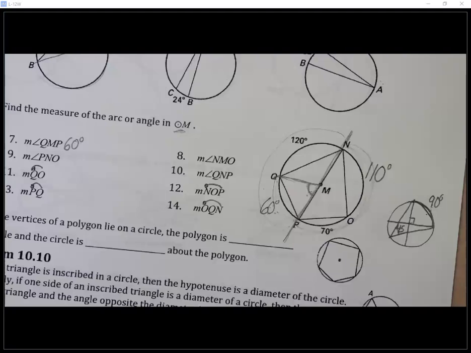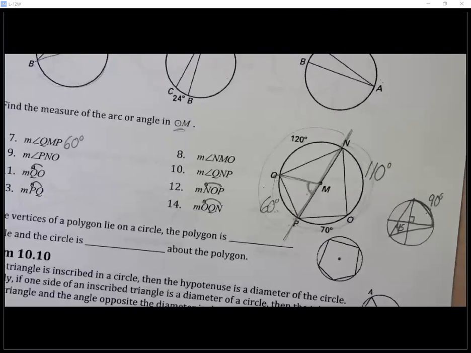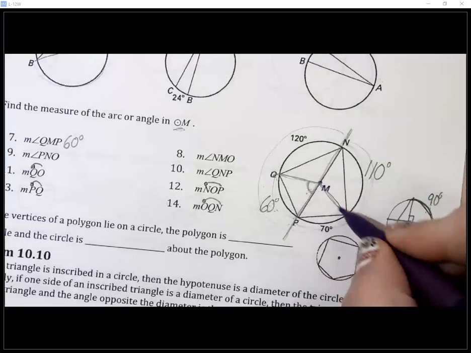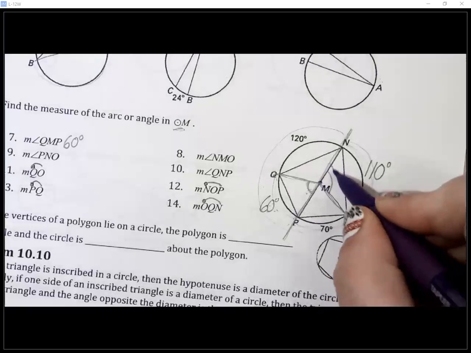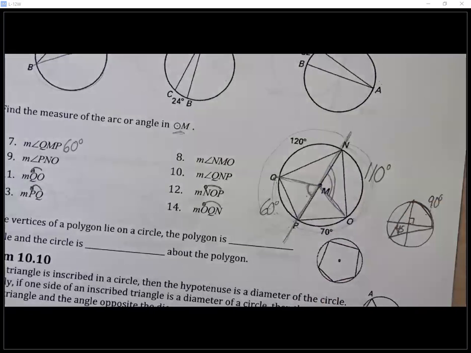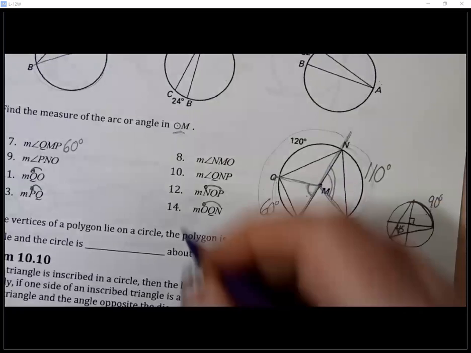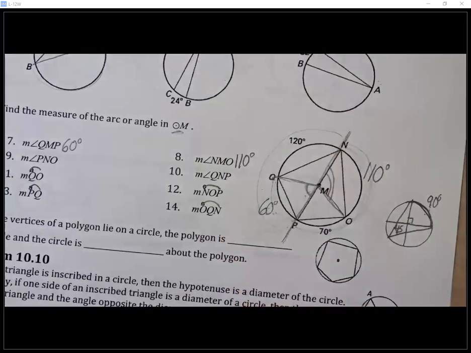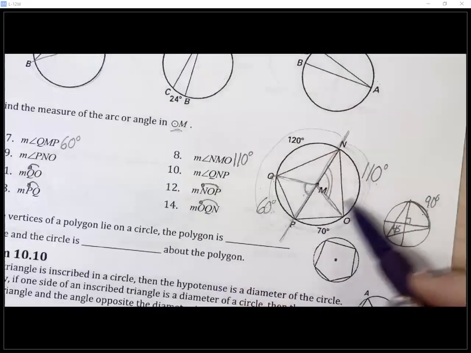Number 8, angle NMO. So again, you want to draw this radius here, and you're looking for this angle right now, NMO. What did you say that was, Cole with a C? You are correct, 110, because that's a central angle. So whatever the arc is, that's exactly what the angle is.